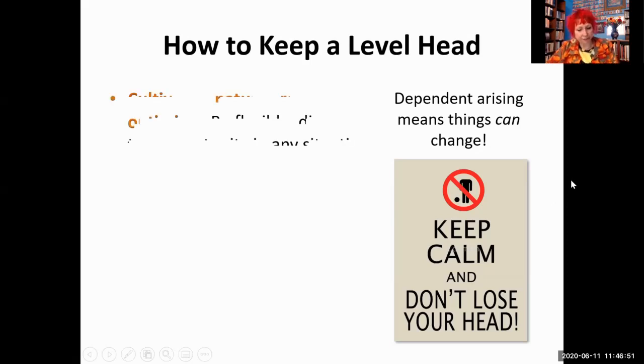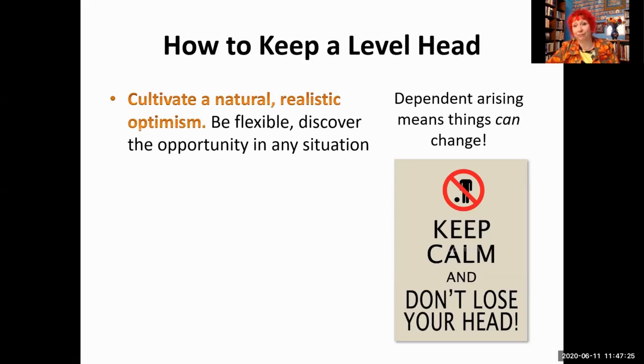So one of the things to do, how to maintain a level head, cultivate a natural, realistic optimism. So this is from employing that wisdom, the wisdom side of things. And realistic optimism is recognizing that despite everything, we still have a potential for liberation and enlightenment. That's there. That's a potential. Just like despite everything, if you're a human being, you have a potential to read. It's there. That potential's there.